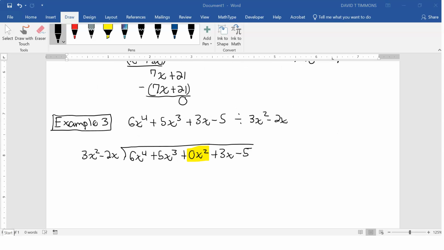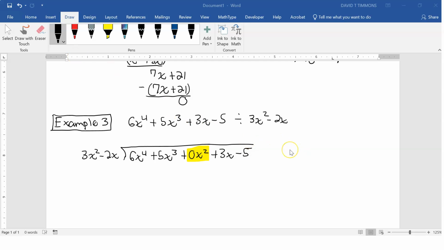In example 3 on page 386, they give us this problem: 6x to the fourth plus 5x cubed plus 3x minus 5 divided by 3x squared minus 2x. Now this is an example where you have to use a coefficient of 0 placeholder for a missing power of the variable. So notice the squared term is missing. So when we set up the dividend, we have our powers in descending order, but because we're missing the x squared term, I have to put it in here with a coefficient of 0 as we work the problem.